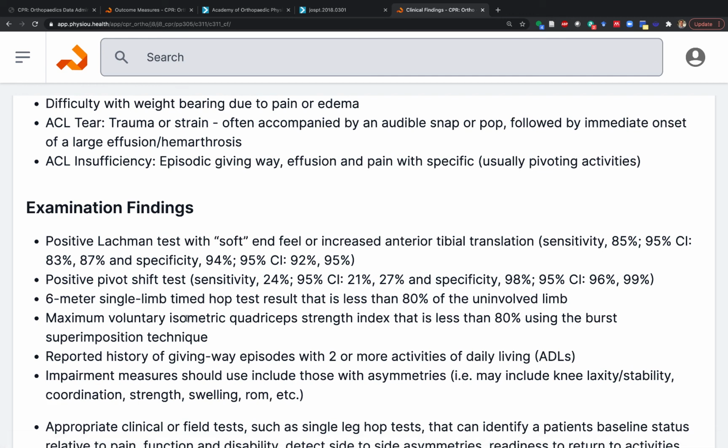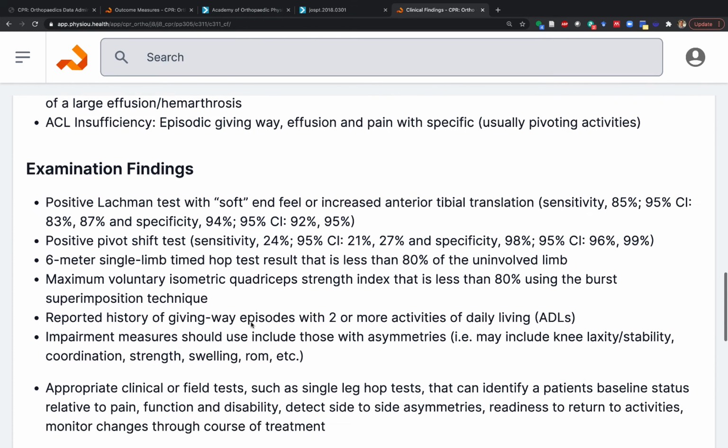You'll also look at some key muscle tests like the maximal voluntary isometric quadriceps strength, and listen for a history of giving way, so episodes with 2 or more activities of daily living. A key question when it comes to ligamentous instability is, tell me about the things you normally do for sport or for work, and how does this knee problem affect you? If they say, I don't feel safe standing on my knee or walking on uneven surfaces, it gives you another clue.